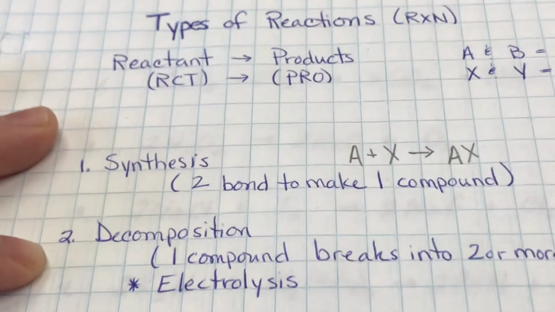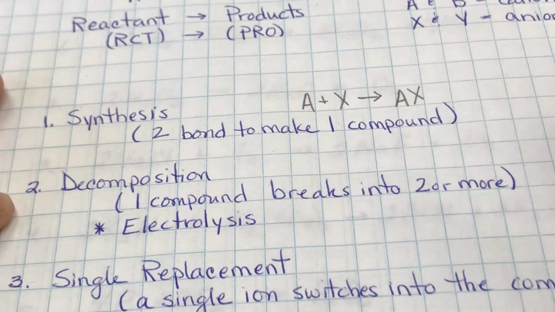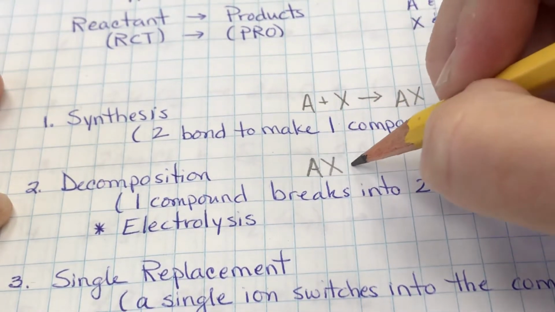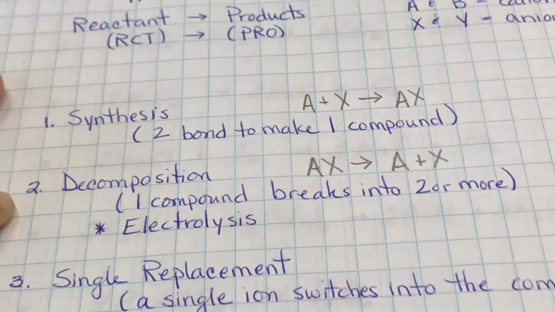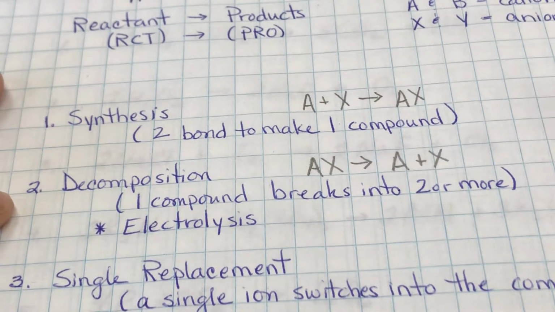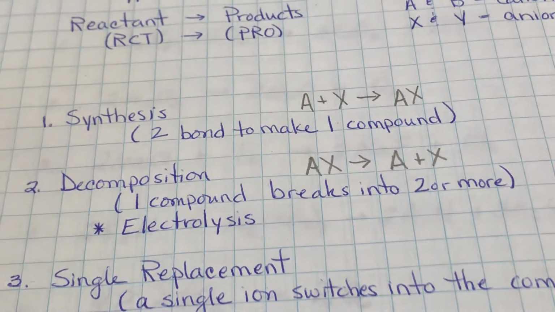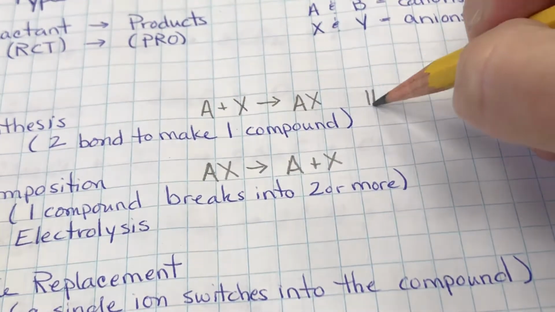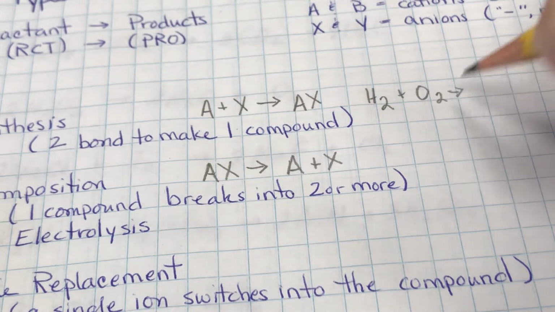The opposite of this is decomposition, where that one compound breaks apart into two or more pieces. So we'd have the AX breaking apart into A plus X. So these are the generic equations for synthesis and decomposition. They are opposites of each other. An example of these two would be water, where you have hydrogen gas reacting with the oxygen gas to form water.